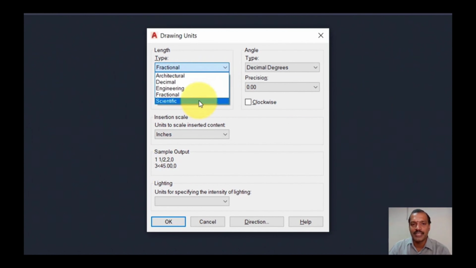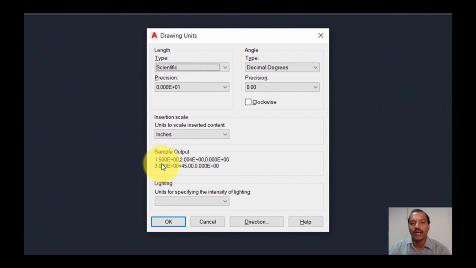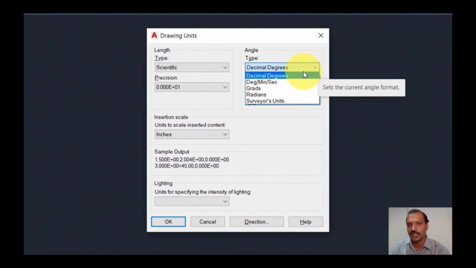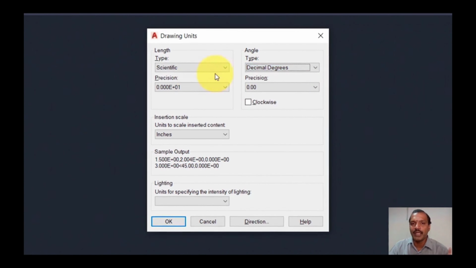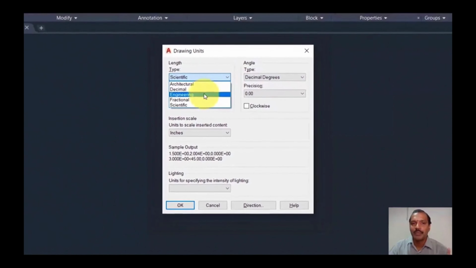Then finally, you can see the scientific. You can see this sample 1.5 e to the power of 0.2. Okay. These are the length. Similarly, angle. If you go to the angle, there are plenty of methods available. You can represent the angle in terms of decimal degrees, degree, minute, second, gradients, radians or surveyor's units. Generally, we use degrees for angle measurements in decimal degrees only. In some cases, civil engineers may use surveyor's units, but in general, we use decimal degrees. So let me keep here decimal degrees and let me keep here decimals.